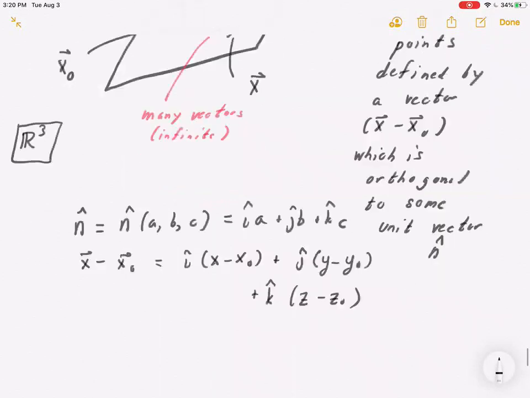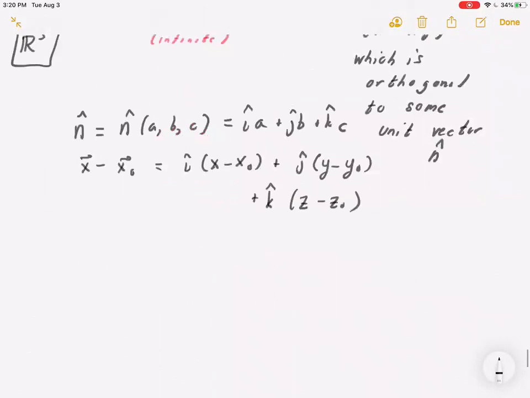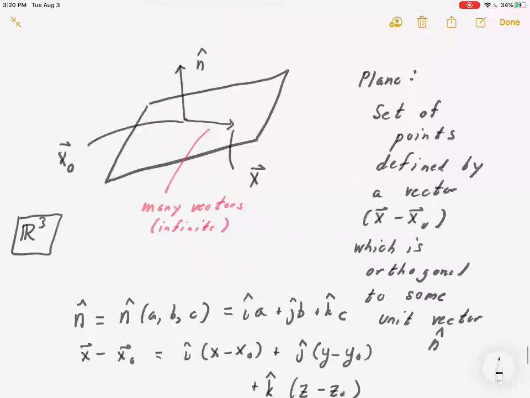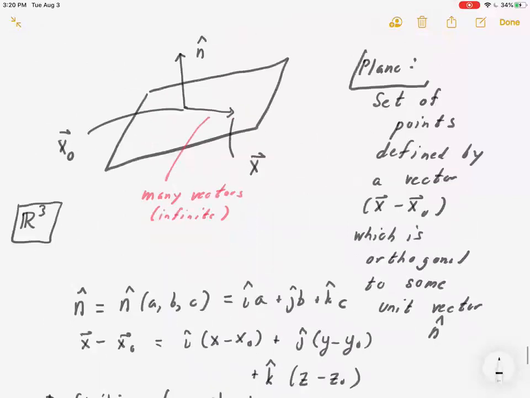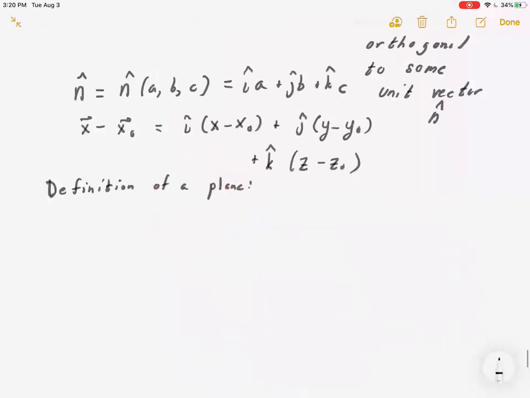So I now have my definition of a plane. It's this. And let's see what it's telling us. A plane is going to be a set of vectors, x, that satisfy this equation. I can multiply that out using the rules of the dot product, and I'll just get a scalar equation.